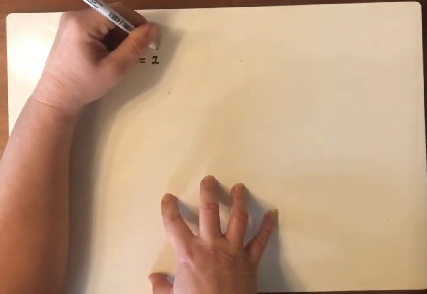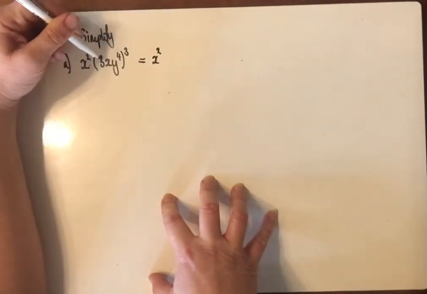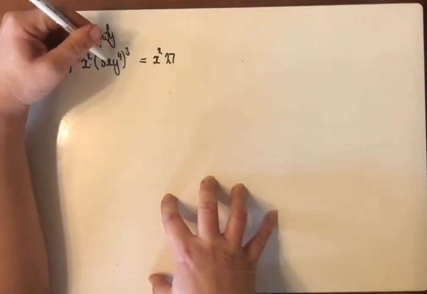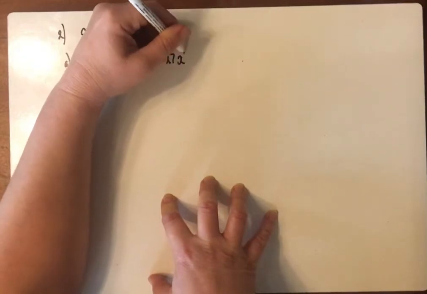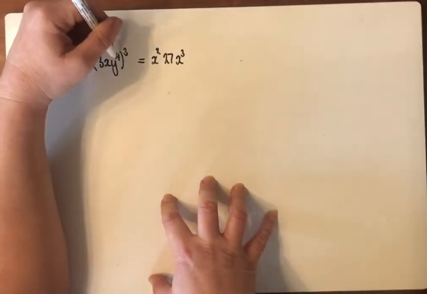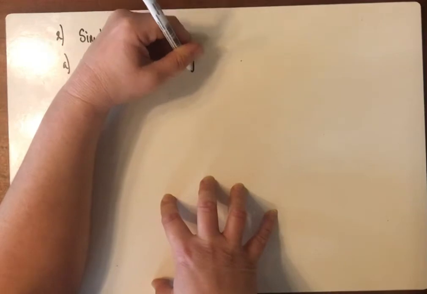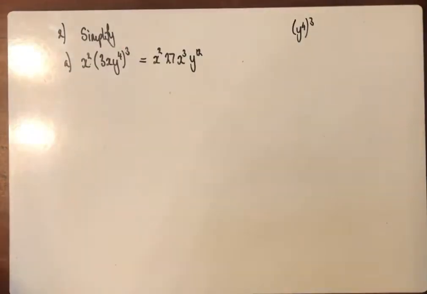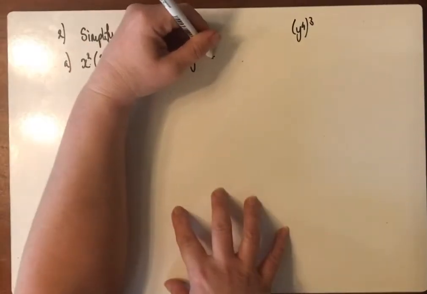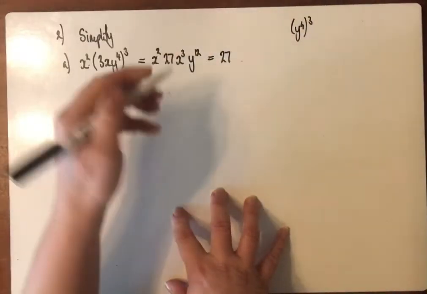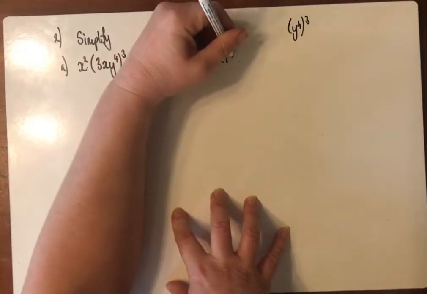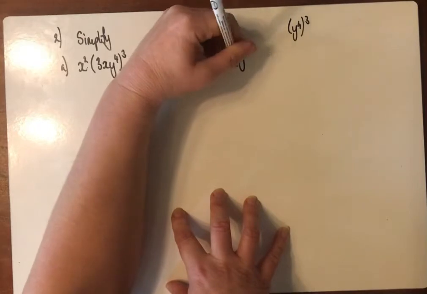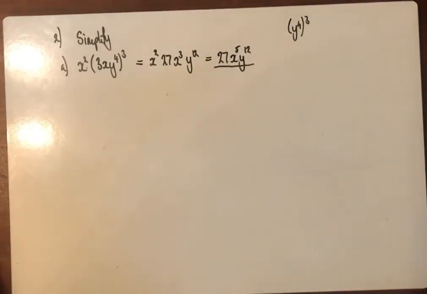So I've got x squared, and then I want to cube each of these. So 3 cubed is 27. x cubed is just x cubed. y to the power 4 cubed, you multiply those powers, and then just tidying that up a little bit. When you multiply, you add your powers. So that takes us to there.